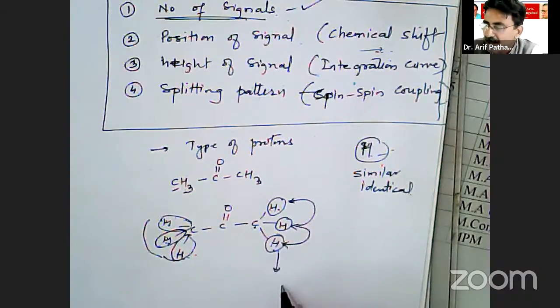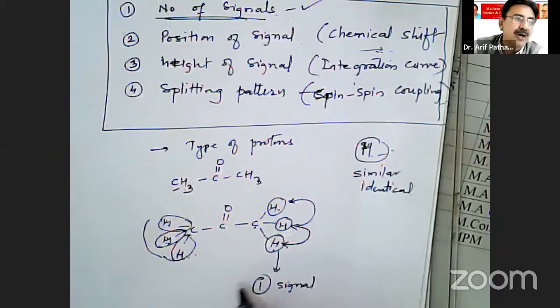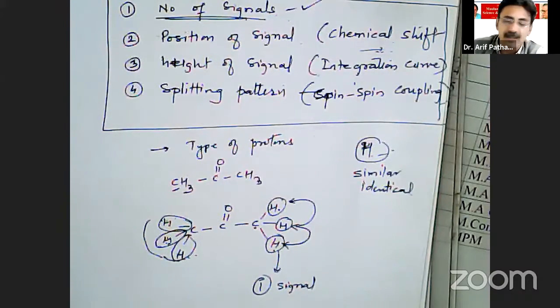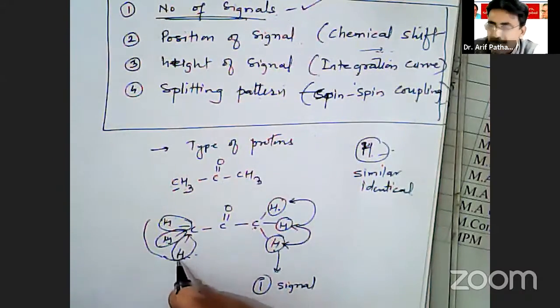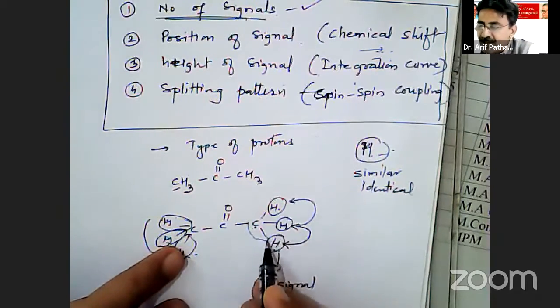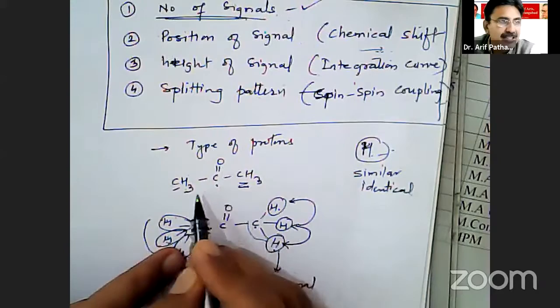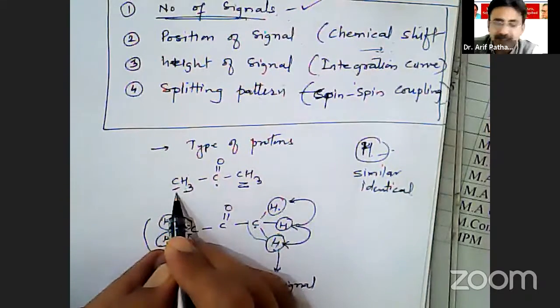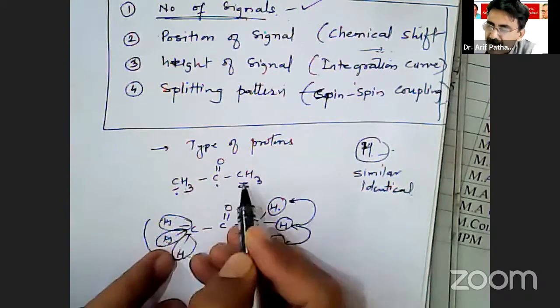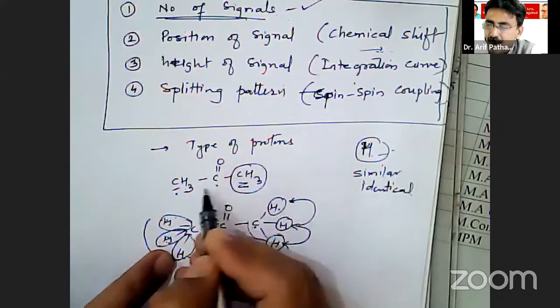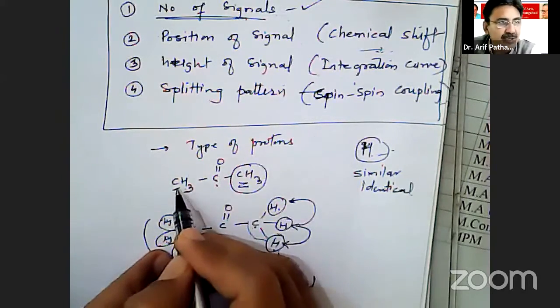ये इसके लिए आपको कितना मिलेगा? एक सिग्नल मिलेगा, एक सिग्नल, because the absorption frequency of these three protons is similar. अगले पॉइंट पर यहाँ पर आ जाइए. Here CH3 group, that is a CH3 group attached to carbonyl. Next is CH3 group, isn't it? CH3 group को क्या है यहाँ पर? C double bond O CH3, that is acetyl group है.